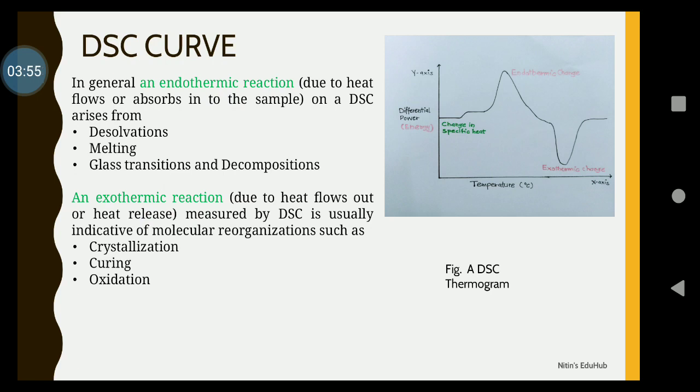You can see in the figure on the right-hand side the DSC thermogram, where the x-axis is temperature and the y-axis is the differential power, or delta E, nothing but the change or difference in the energy. Let's start with the straight line where the change in specific heat occurs with respect to the change in temperature. Initially you can see there is an endothermic change.